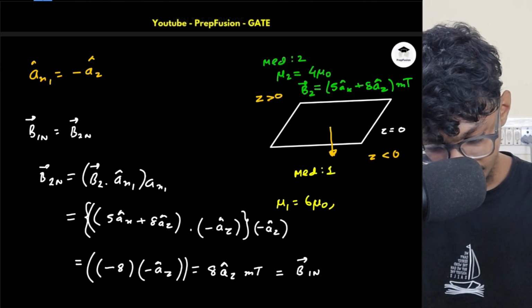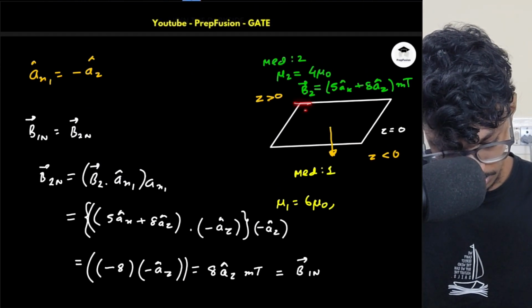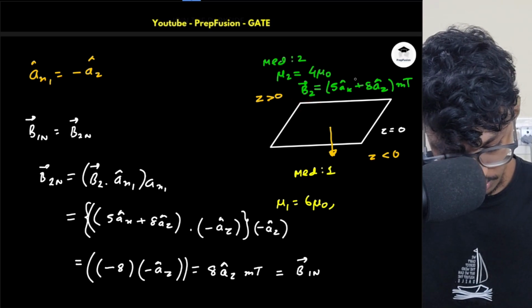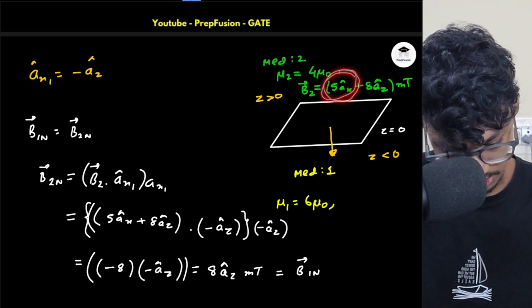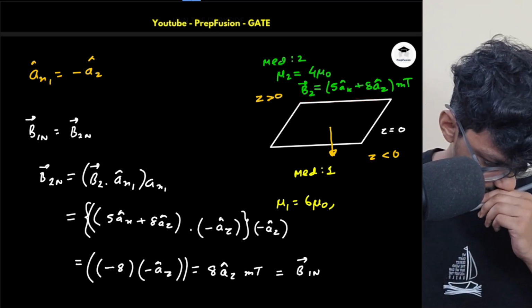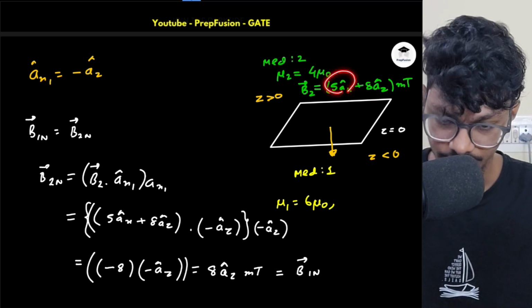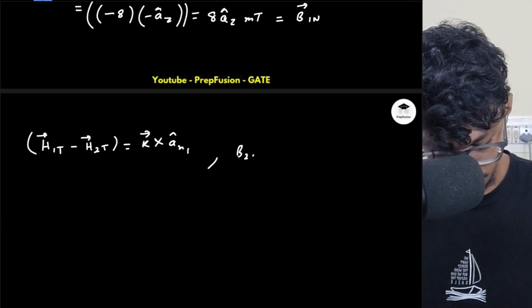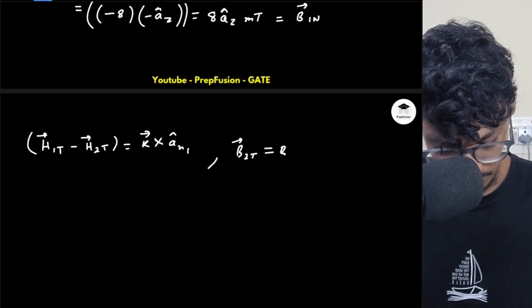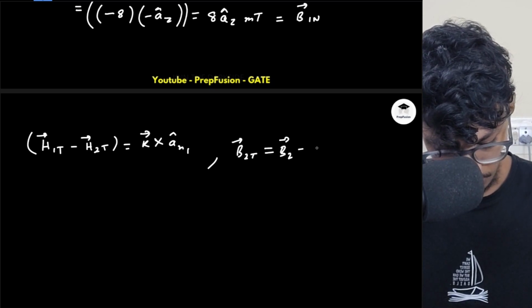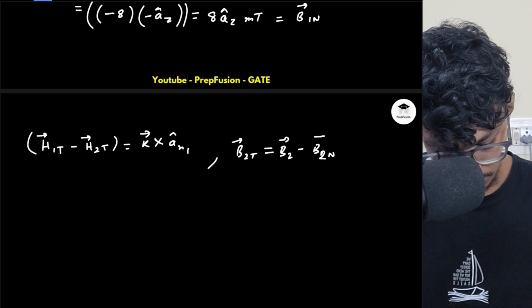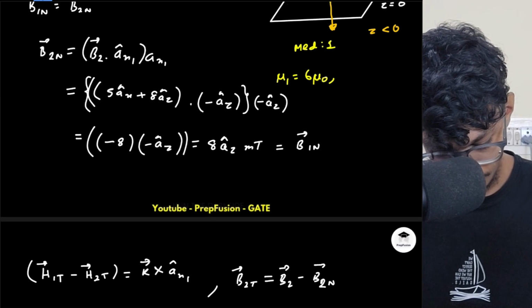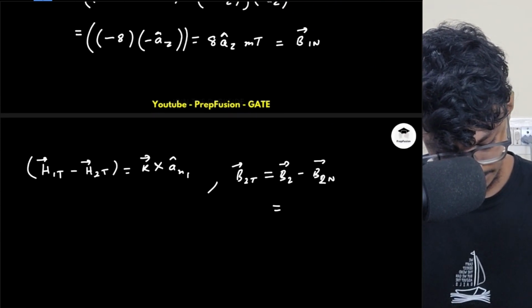So b2 is given, right? So what is b2t basically? What will be b2t? b2t will be this component, right? Only this. The normal component is this. The tangential component will be this. So I can directly say here my b2t will be b2 minus the normal component, so it will be simply 5ax.